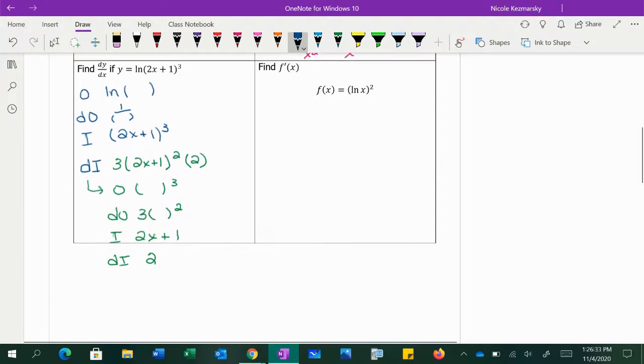So now I can do the original chain rule. I can say dy dx, because the problem tells me to call my derivative dy dx, equals 1 over the original inner, so we can say 2x plus 1 cubed, times the derivative of the inner, which is going to be 3 parenthesis 2x plus 1 cubed, squared, times 2.